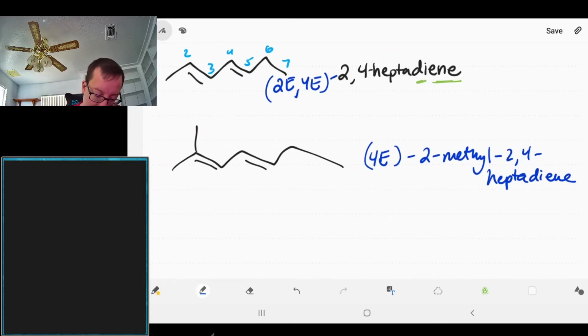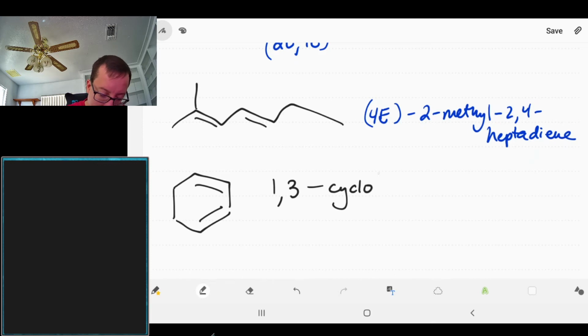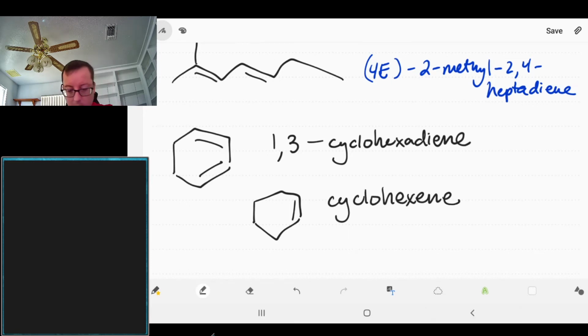And of course, we can do all this fun stuff too with cyclic alkenes. This would be 1,3-cyclohexadiene. If you only have one, this would be cyclohexene. Nothing crazy there.